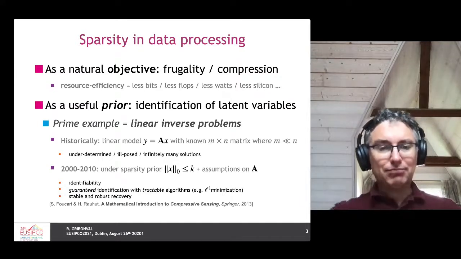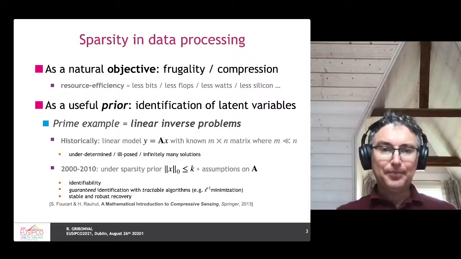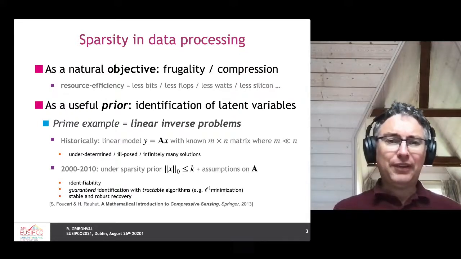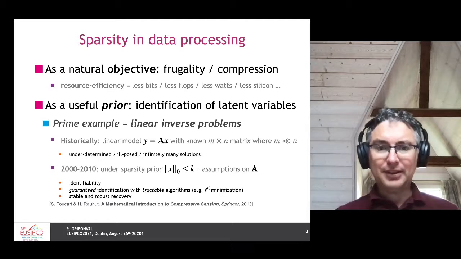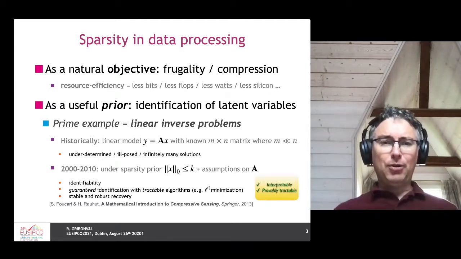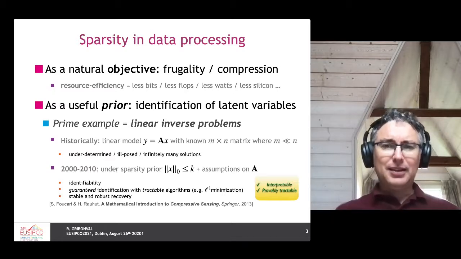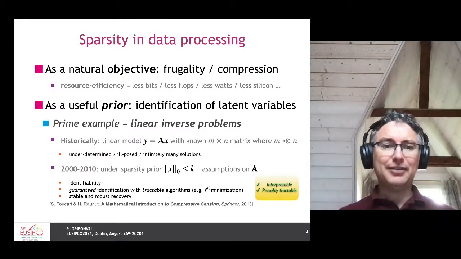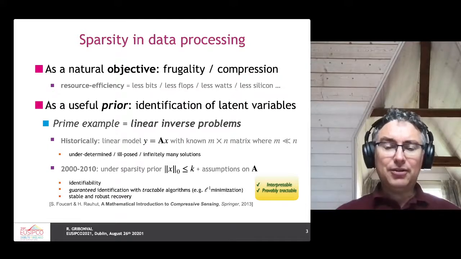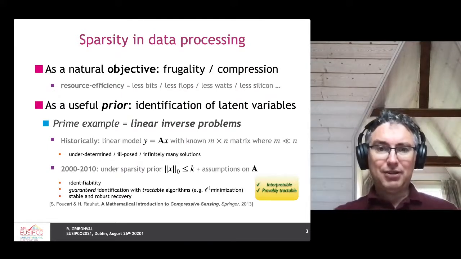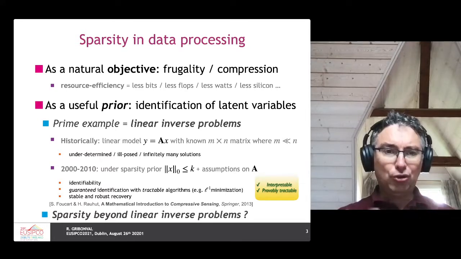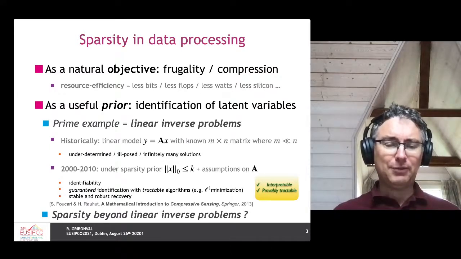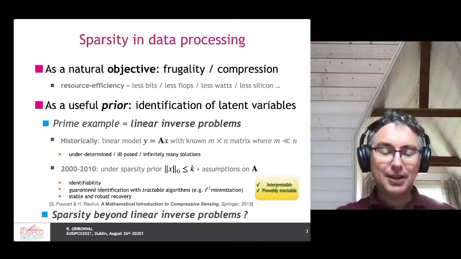then there's a bunch of nice properties that arise in terms of the ability to identify your variable in a stable manner with algorithms that are tractable. So in this case, sparsity brings two important features: interpretability, because you have guarantees on the output of these algorithms, and provable tractability of these algorithms. So the question that we will explore together during this lecture is to what extent the tools that are now very well mastered in this field of linear inverse problems with the notion of sparsity can be extended to leverage sparsity beyond this domain.